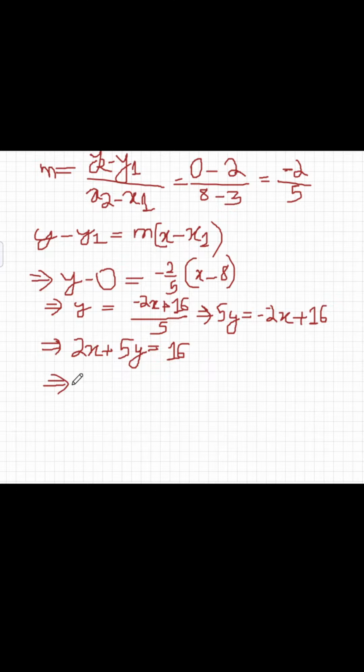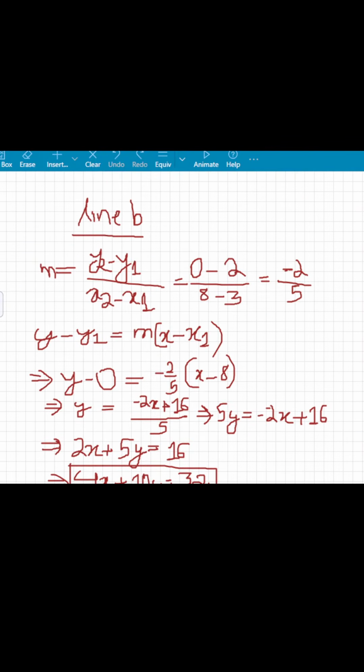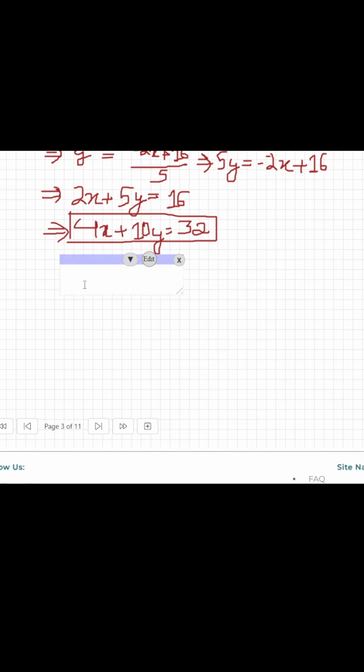So we'll write it as 4x plus 10y is equal to 32. Okay, this is the answer, and this is this one, correct. So D is the correct answer, and let me just write that down. Okay, great.